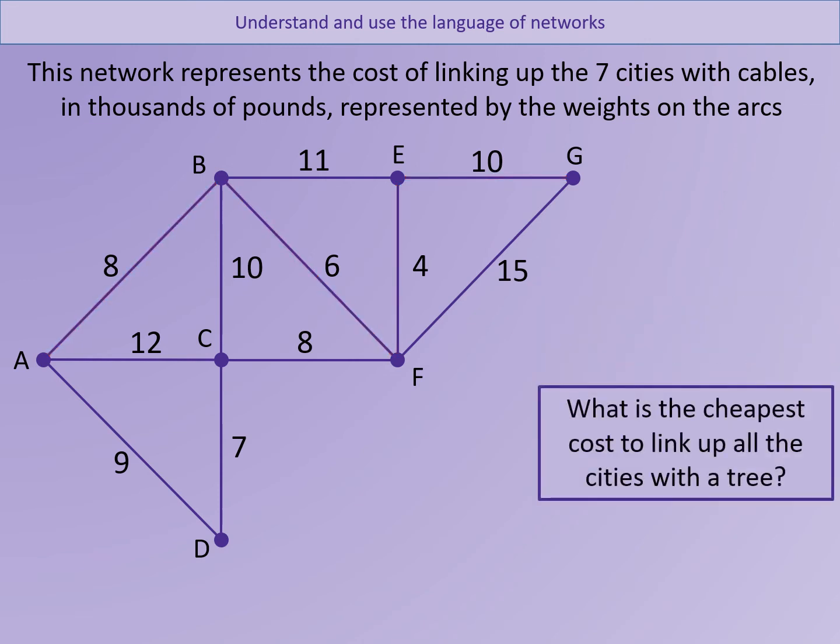The second question, the cheapest cost to link up all of the cities in a tree. So this is what is known as a minimum connector. We're going to look at this later in the course. And you'll see that this tree links each of the vertices in as cheap a way as possible. And the cost for that is 43.